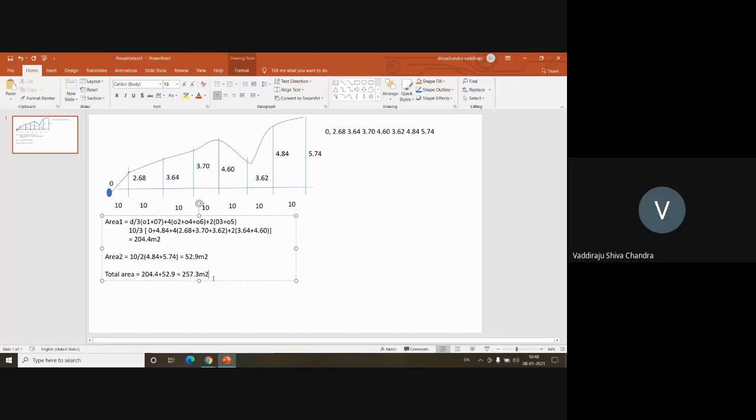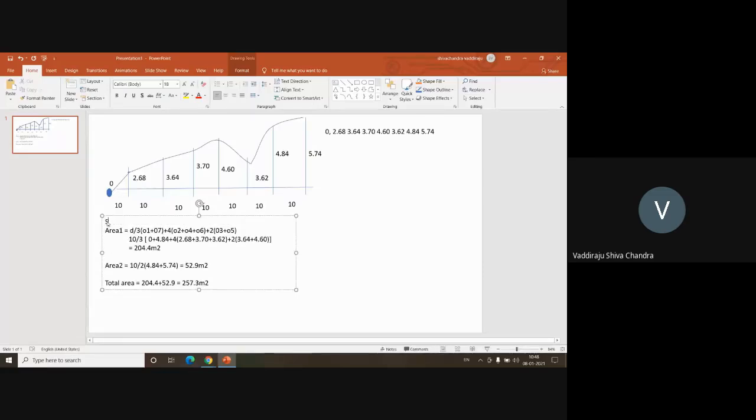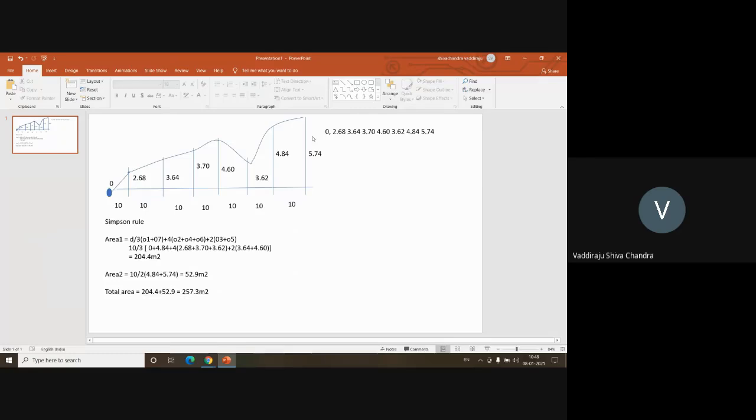Okay. So this is how you need to determine the area using Simpson's rule. The basic limitation you need to remember: Simpson's rule is not applicable when there are even offsets. Yes, sir. Okay. Now let us try to determine the area using the trapezoidal rule.